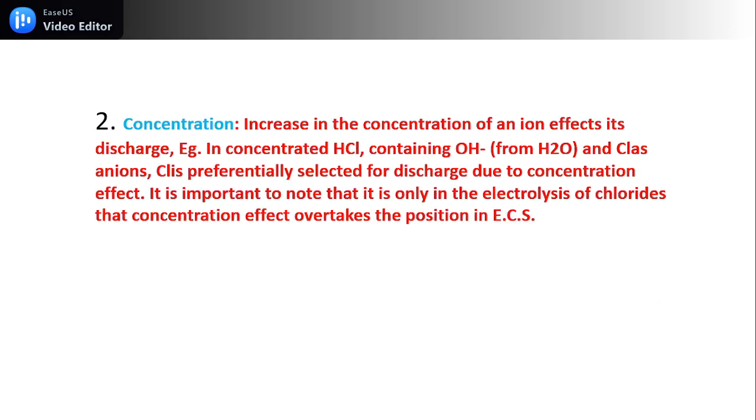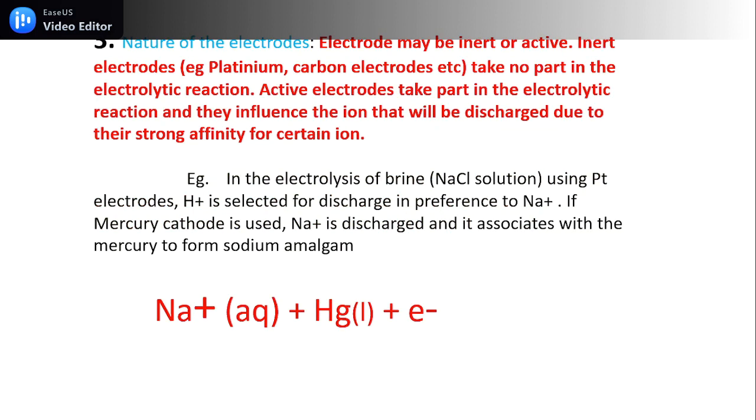We also have another factor that governs the selection of the ions, which is the nature of the electrodes. As we discussed earlier, electrodes are the two poles that allow electric current to flow in and out of the electrolyte.